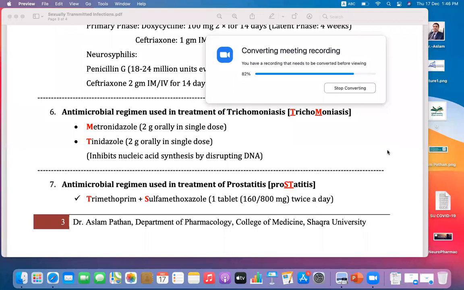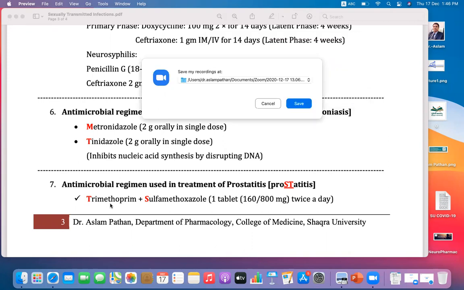Let us continue the treatment of the sexually transmitted infections. Now, the last infection is prostatitis. The prostatitis itself indicates the name of the drug, as you see, the ST. So S indicates the sulfamethoxazole, and T indicates the trimethoprim. And we know that the sulfamethoxazole and trimethoprim combination is known as cotrimoxazole.